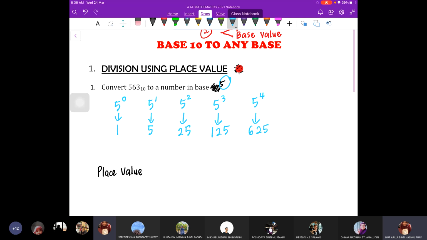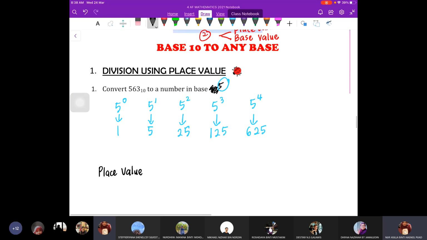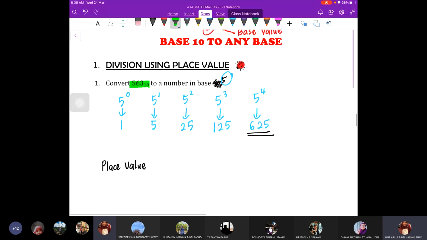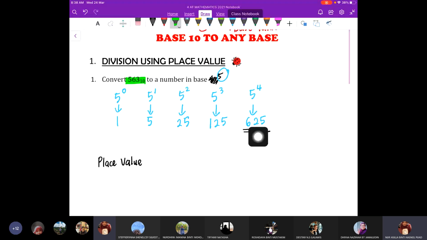Okay. Why do I stop here? Kenapa saya berhenti dekat 5 to the power of 4 is because kita punya base 10 is 563. So 563 is less than 625. That's why I stop here. Kalau 125, 563 is more than this. Jadi saya kena go further. But since I got 625, which is more than our base 10, 563, jadi saya akan stop dekat 5 to the power of 4.